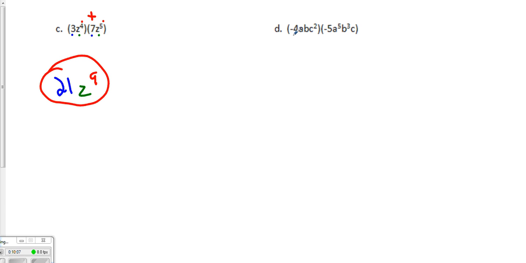And last one here, number part, -4 and -5. Remember, two negatives make a positive. 4 times 5 is 20, so it's now a positive 20.